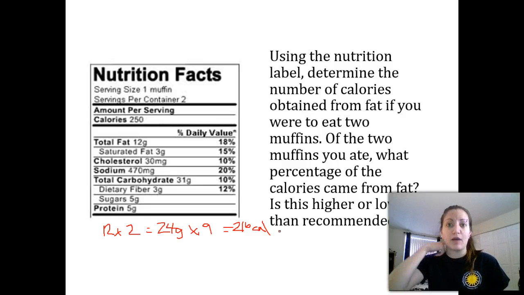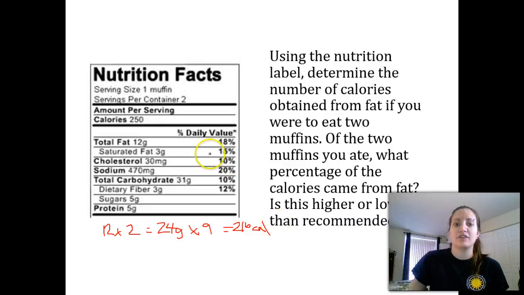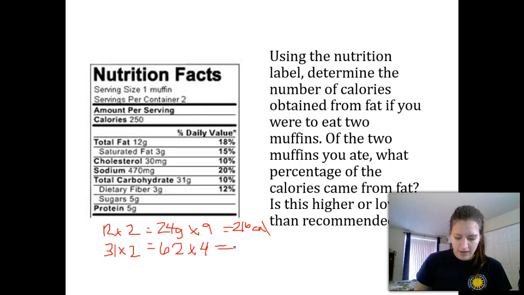The next question asks what percentage of the calories came from fat. So I need to figure out what are the total calories when I eat 2 muffins. Well, I figured out the first part. I know how much is from fat. So I need to figure out how much is from carbohydrates and from protein. So our total carbohydrates are 31. We're going to multiply that by 2 because we had 2 muffins to get 62. Times this by 4. And using my calculator, I get 248.